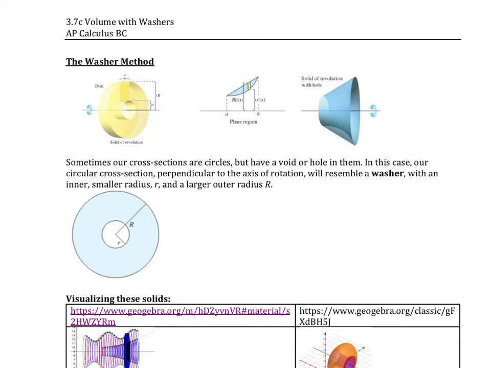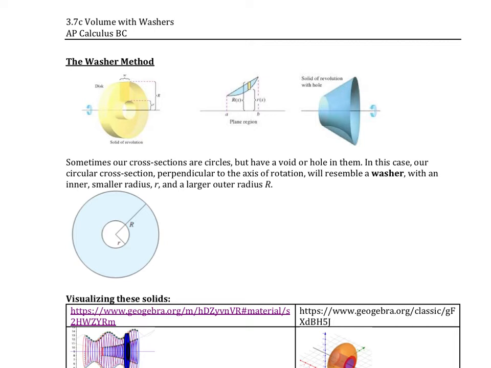Today we are going to continue the idea of finding volume of solids of revolution, and this time we're going to look at the washer method. And as the name implies, if you know what a washer looks like, there's a hole in the middle. We're missing part of it because sometimes our cross sections are circular, because of that rotation, but they have that missing part in them. In this case, our cross section is what we call a washer. A washer is an object that has an outer circle and an inner circle.